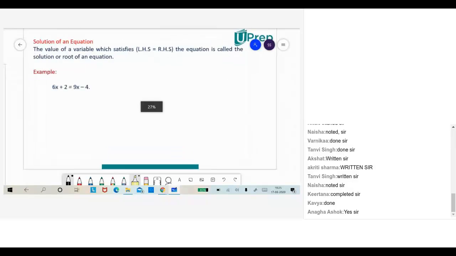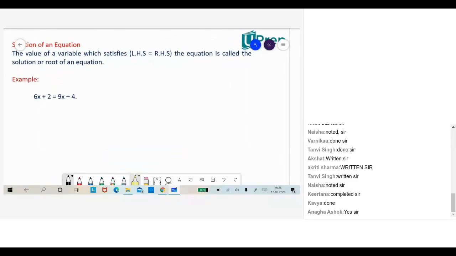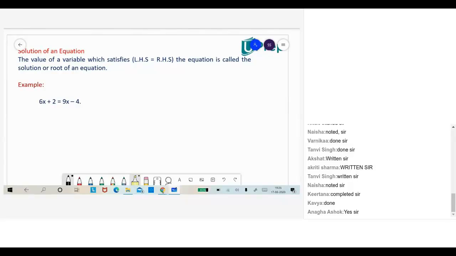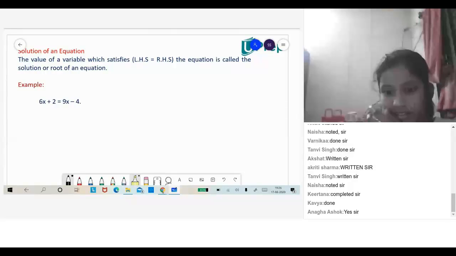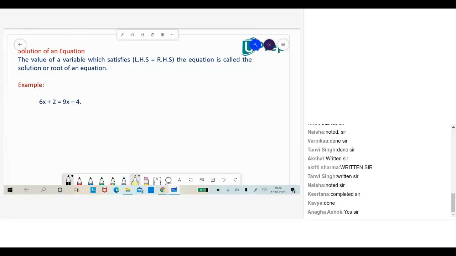What the solution of an equation is. Just now, we have defined an equation, which contains an LHS and an RHS. There is an LHS expression, there is an RHS expression, and both are separated by the equal to symbol. That is called an equation.